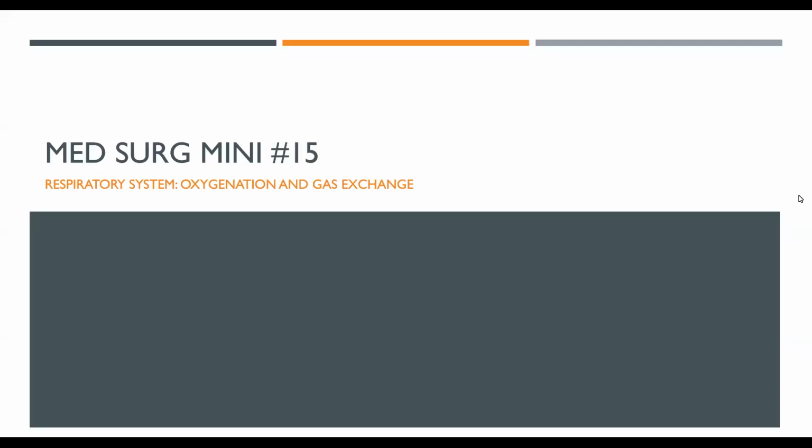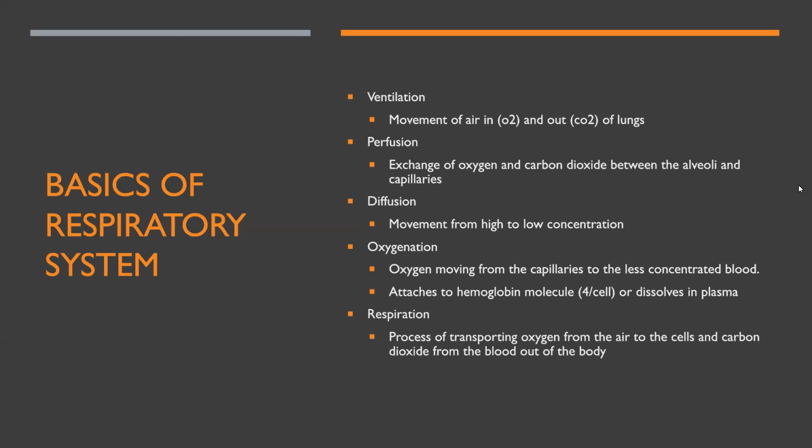Welcome to Med-Surg Mini number 15, where we'll talk about the respiratory system and its purpose of oxygenation and gas exchange. To start off, the basics of the respiratory system include a couple of different key processes. For example, ventilation is the movement of air in, which contains oxygen, and out, which contains carbon dioxide, of the lungs. Also, perfusion is the exchange of oxygen and carbon dioxide between the alveoli and the capillaries.